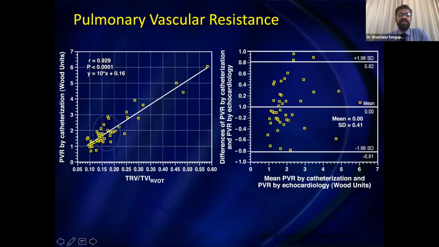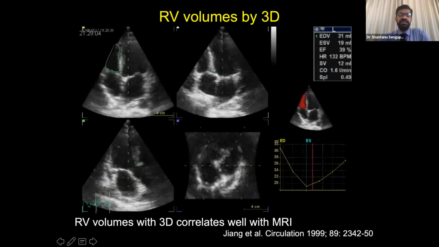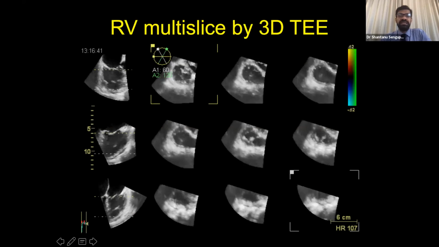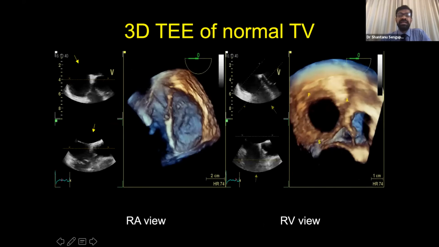Correlates pretty well with pulmonary vascular resistance, and the correlation is pretty reasonable. Now, don't stop here. Please start looking at the 3D images. You can get the RV volumes on a multi-slice 3D. We have been doing this extensively.